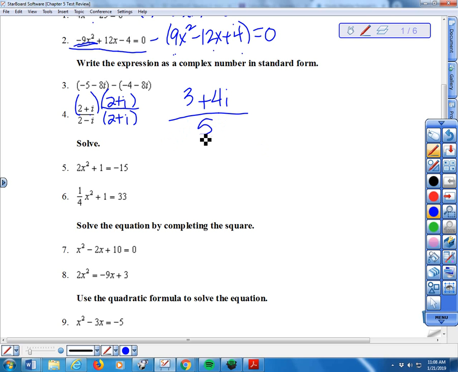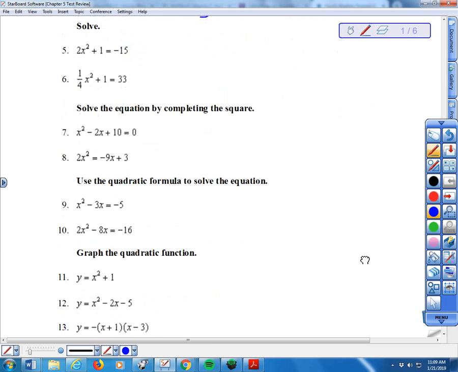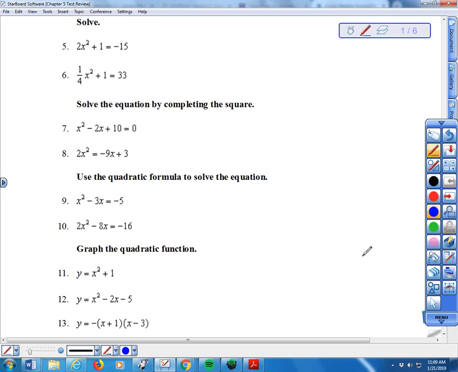So there's your answer. If I were to write it in standard form, it looks like that. All right. Next ones just say solve. There's no middle term, so I don't need to set it equal to 0 and factor or use the quadratic or complete the square. All I need to do is subtract 1, divide by 2, and take the square root of both sides.